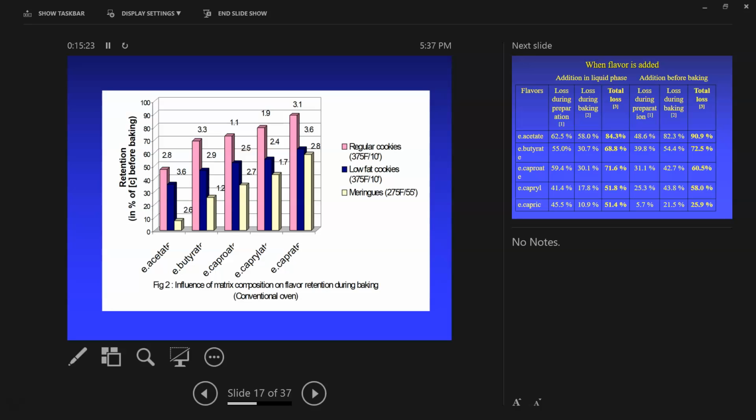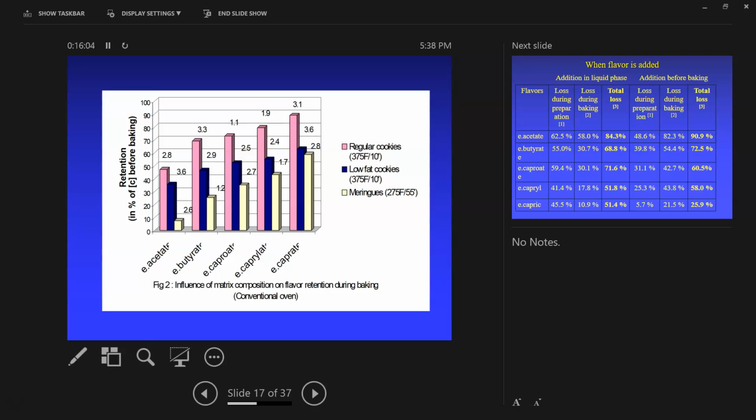And this is, I guess, more of a graphic. This is a graphic view of the regular cookies, low fat, and meringues. And so again, 10% retention. Regular cookies, 48%. Low fat cookies, 35%. Meringues, only about 8% of the ethyl acetate. And that was true. Basically, regular cookies had higher retention than low fat cookies. So there's more fat to protect the flavor. The flavoring was right in the fat. It held on to it. Meringues had low fat. You see certainly the difference.